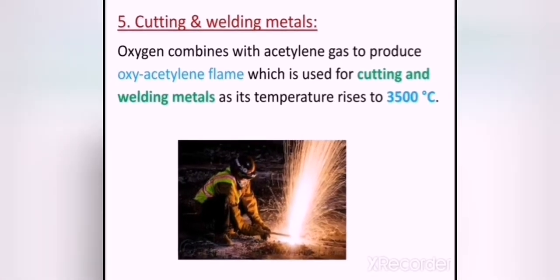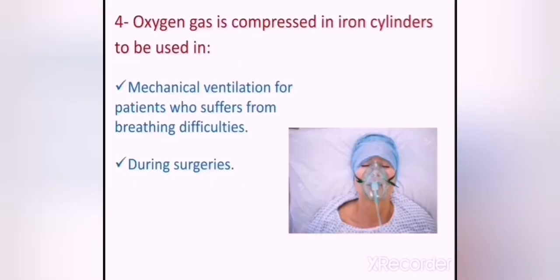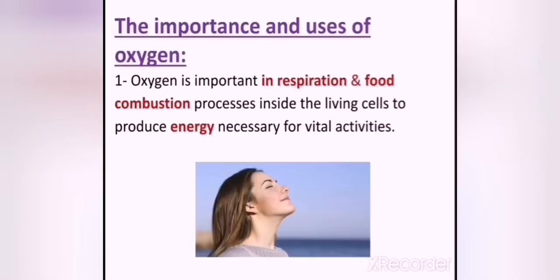Because its temperature rises to 3,500 Celsius degrees. So the oxygen combined with acetylene gas produces oxyacetylene flame, which is used for cutting and welding metals, because its temperature rises to 3,500 degrees Celsius. Let's recap the properties of the oxygen, or the importance or the uses of the oxygen.